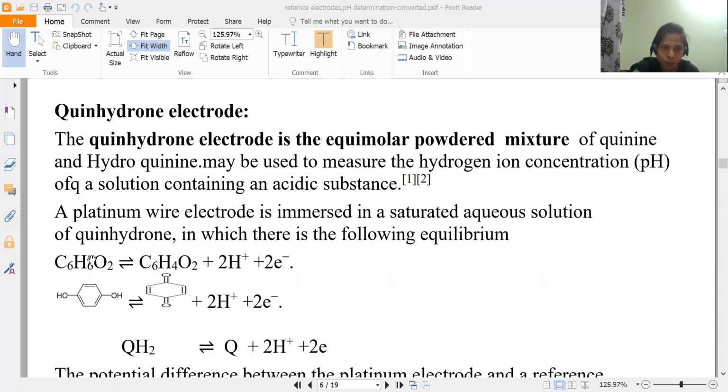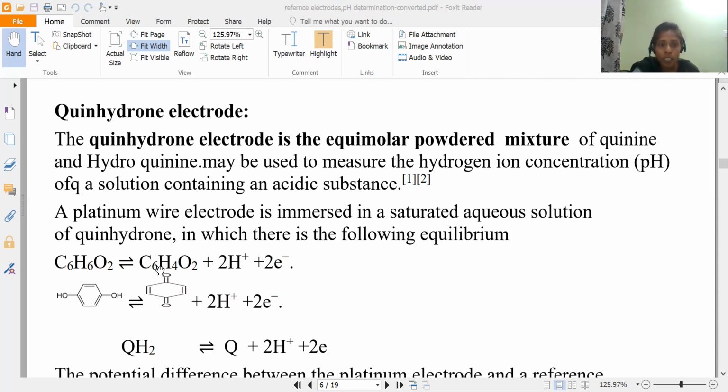This is quinone, this is hydroquinone. Hydroquinone converts to quinone, quinone converts to hydroquinone. How is hydroquinone converted to quinone? By losing two H plus ions and undergoing an oxidation reaction.